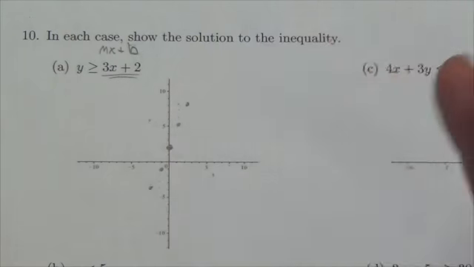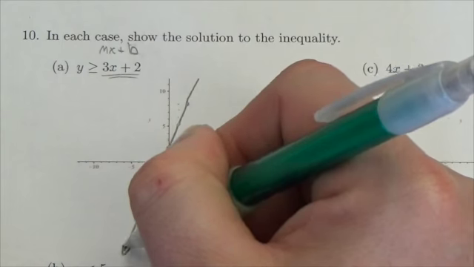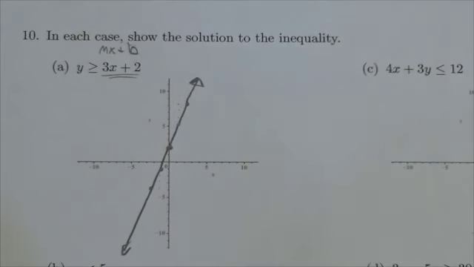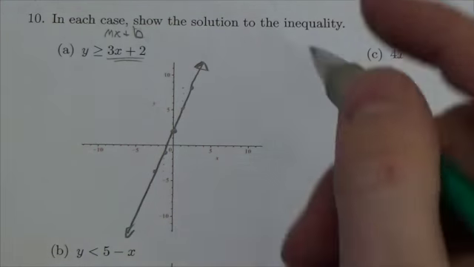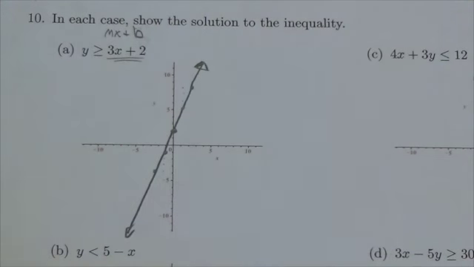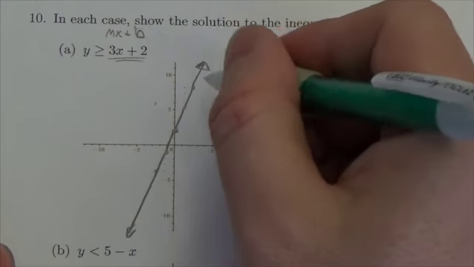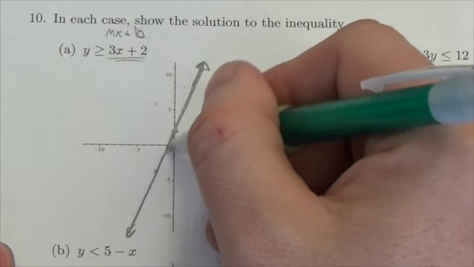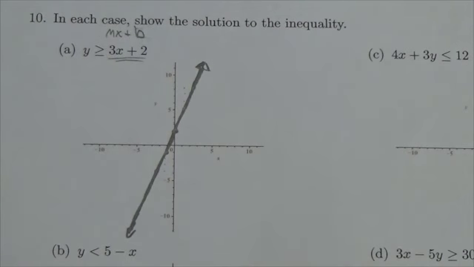Now I've got 5 points here. That should be enough to get a fairly accurate drawing of the graph. There's my line. Now, a couple questions here. Is it a solid line or a dotted line? Well, when I look at the inequality, because it includes the "or equal to," this is going to be a solid line.